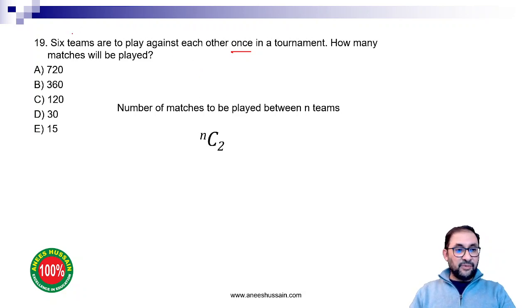So there are 6 teams here. So n is 6. We're going to write 6C2. That should be 6 into 5 divided by 2 into 1. That gives you 15 games. So the total number of games that will be played is going to be 15, which is option E. I hope this is clear to all of you.